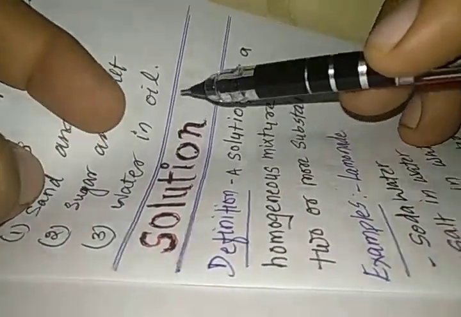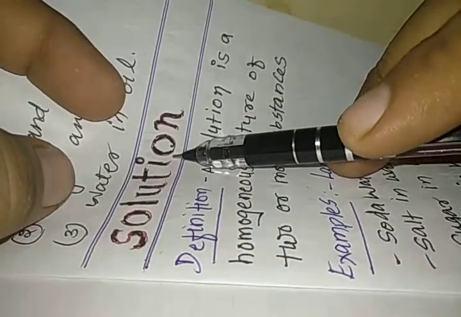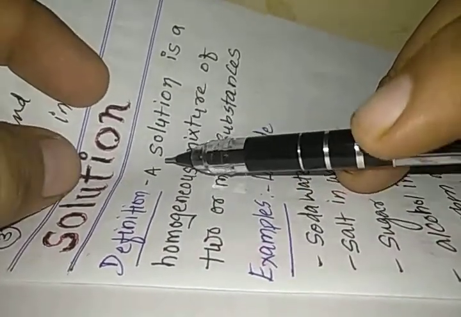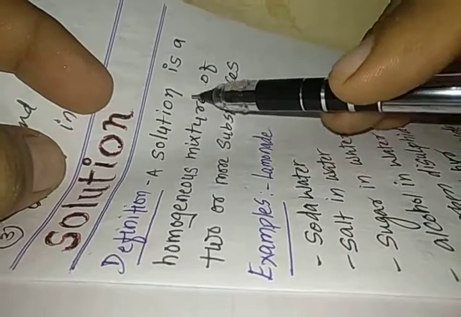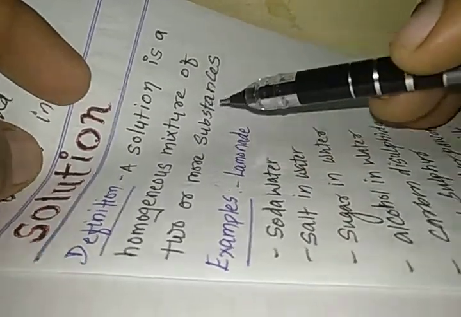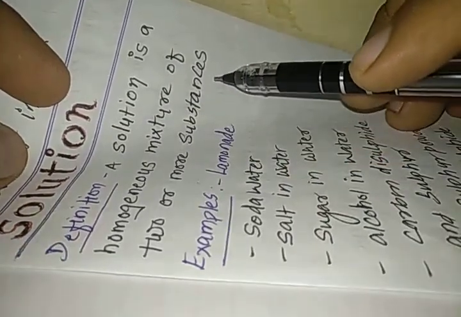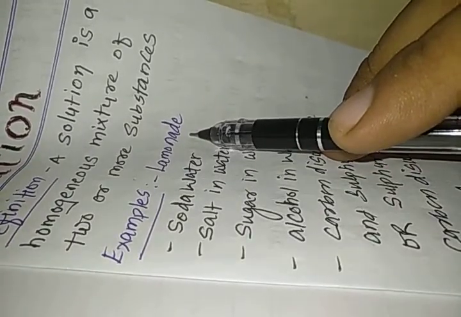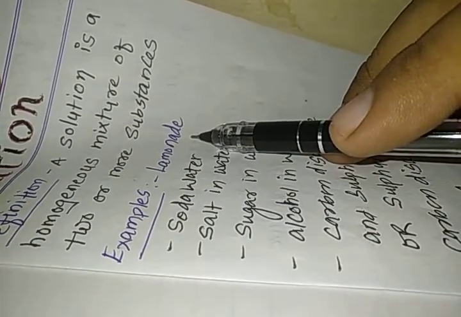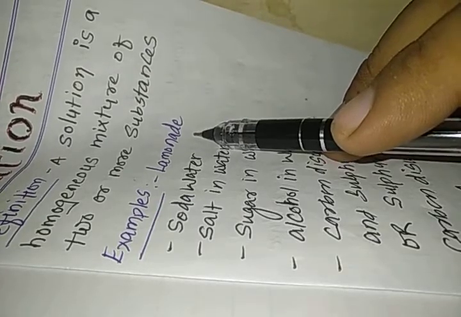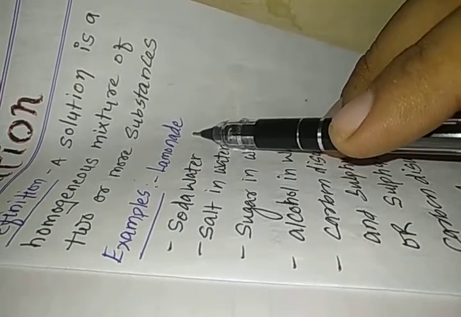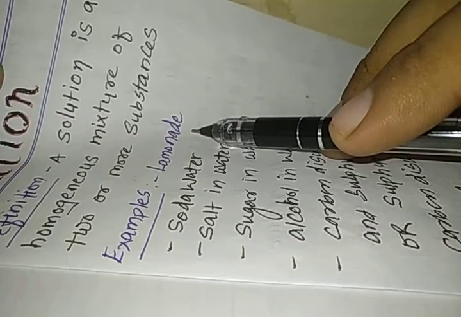Now we are going to study about the solution. So let us look at the definition of solution. A solution is a homogeneous mixture of two or more substances. The examples are lemonade. Lemonade is the mixture of water and lemon juice, or water and sugar. We sometimes add salt also into the lemonade.